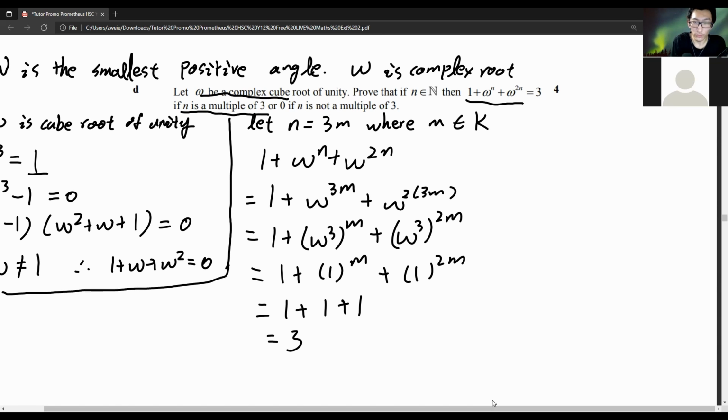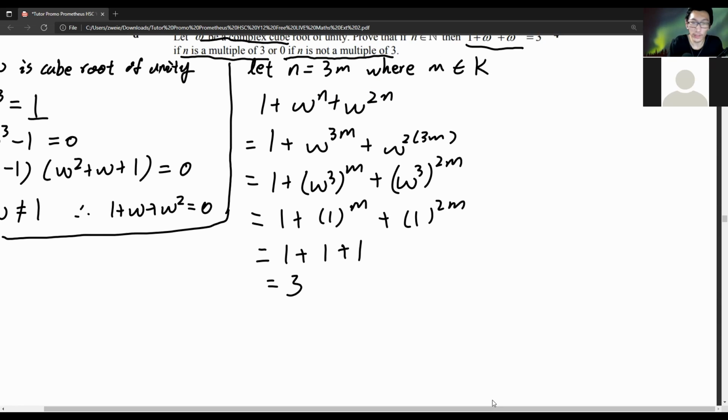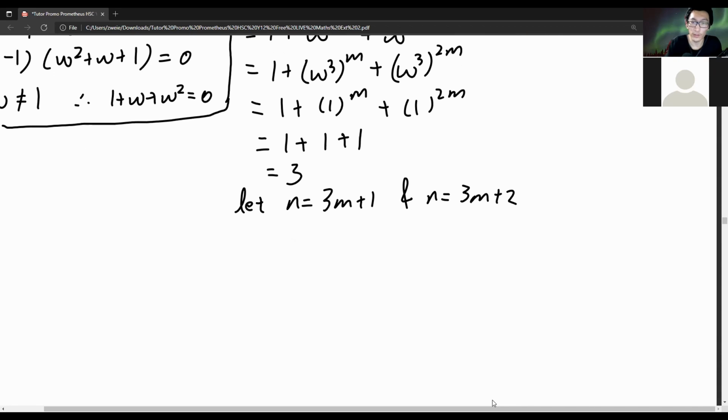And then do not stop there. We got a second fact, or 0 if n is not a multiple of 3. If n is not a multiple of 3, then what we can let n be is n equals 3m plus 1 and n equals 3m plus 2. These are the two possible cases, right? So let's go with the first case first. Let n equal 3m plus 1. What we will get is 1 plus omega^(3m+1) plus omega^((3m+1) times 2), okay? So this is when n equals 3m plus 1.